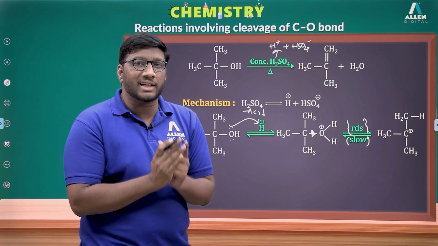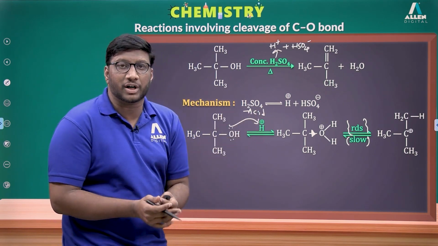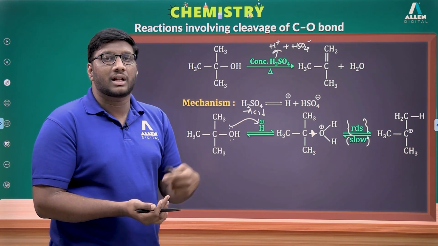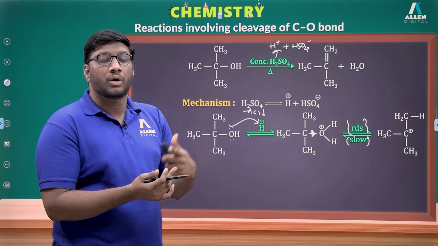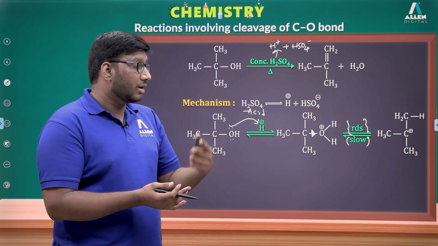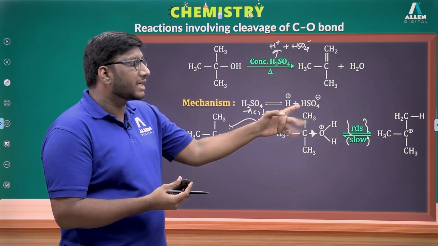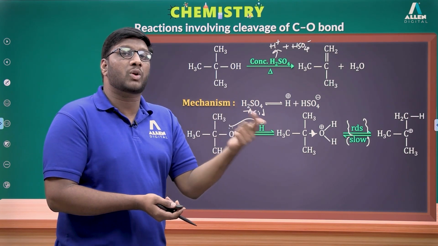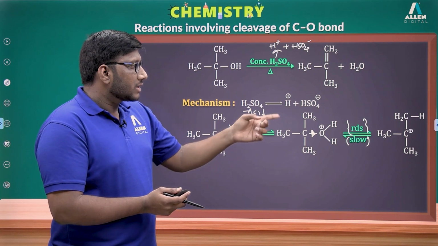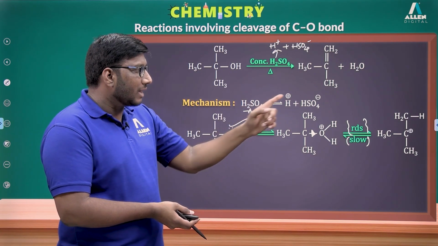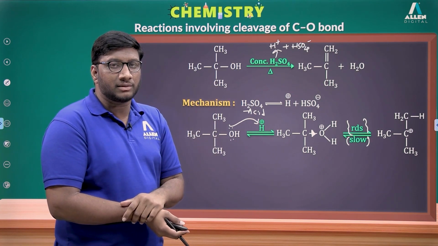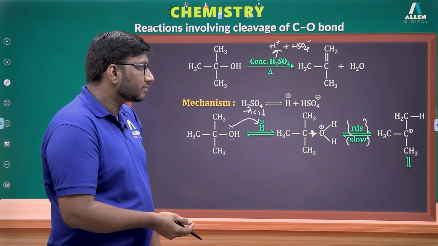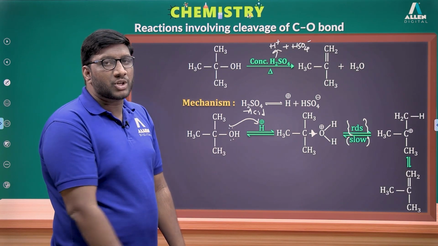Once you generate a carbocation, the carbocation can undergo rearrangements like 1,2 hydride shift, 1,2 methyl shift or ethyl shifts. Different rearrangements are possible for a carbocation to get a more stable carbocation. So you have to do those rearrangements and generate the most stable carbocation. The most stable carbocation will now undergo elimination, leading to the formation of alkene.